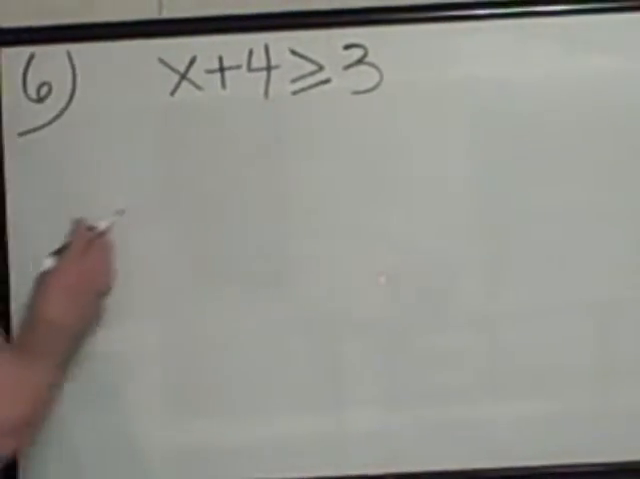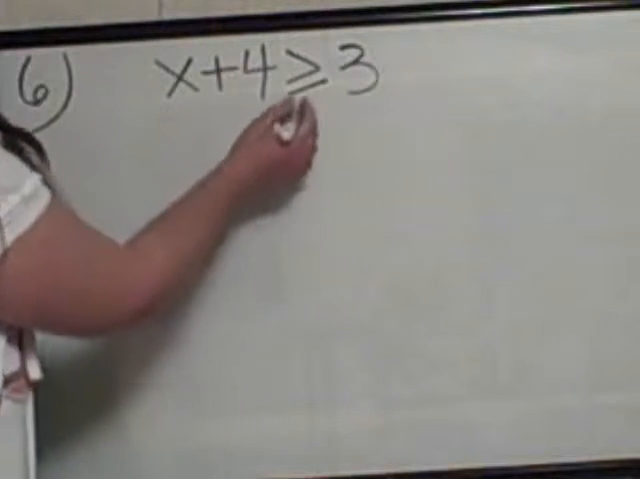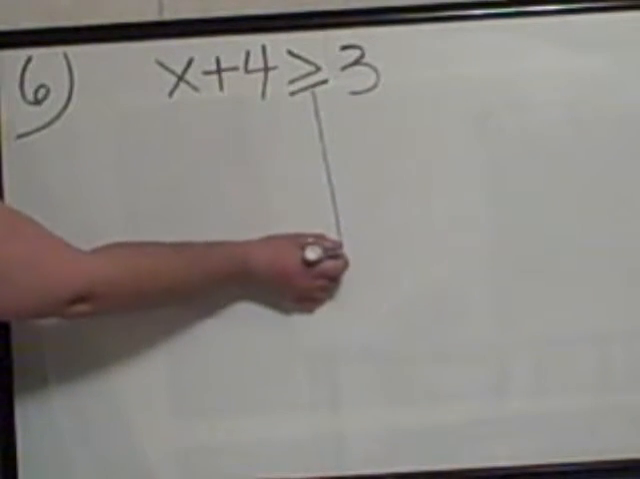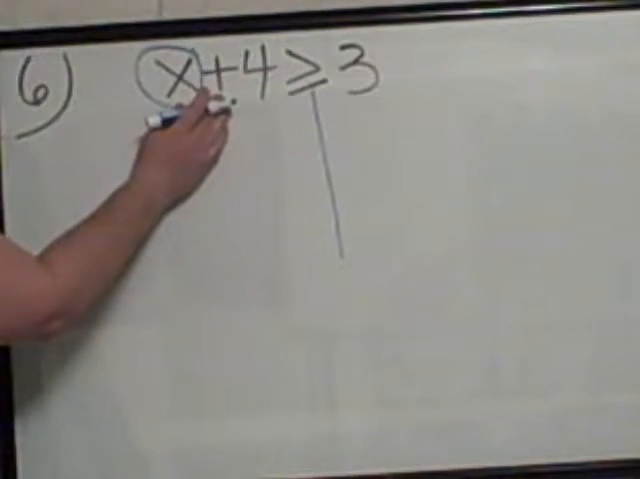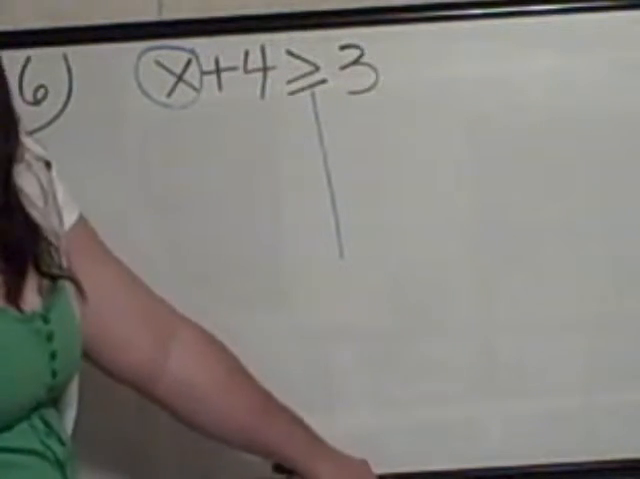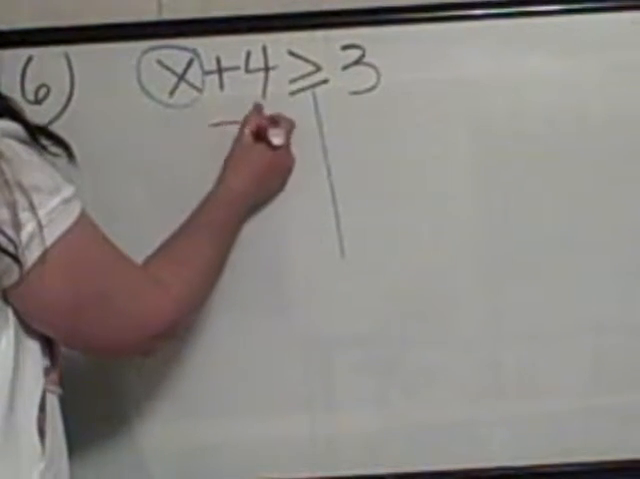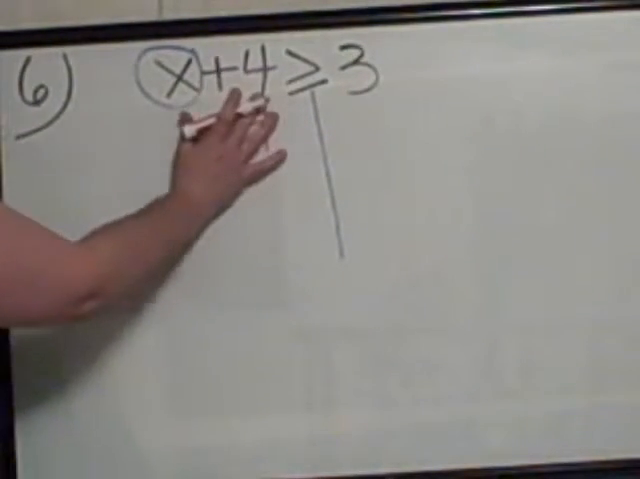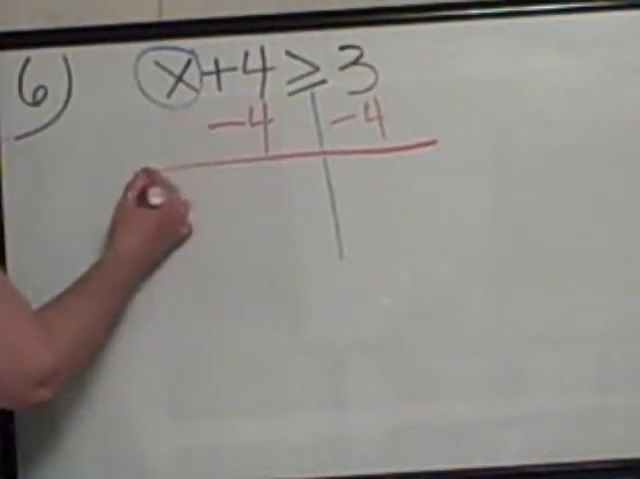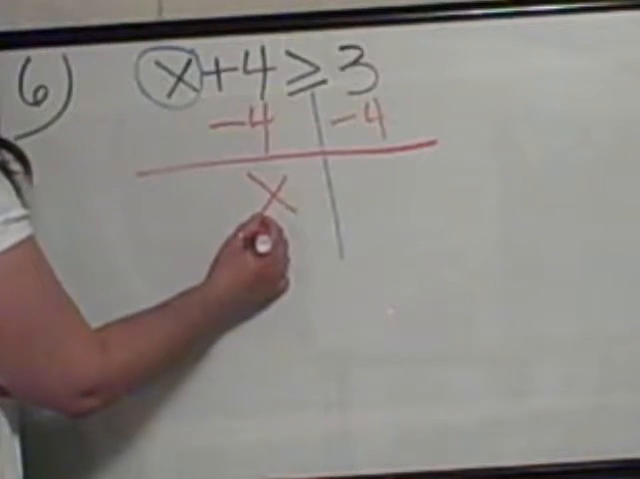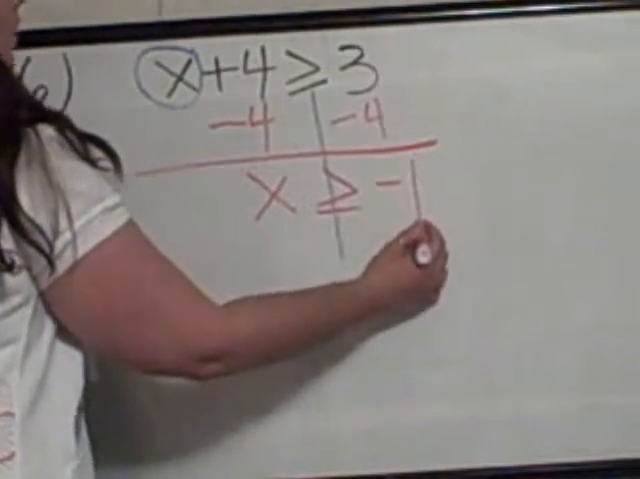We solve the inequality the same way we solve an equation. Split it at its inequality symbol, identify the variable, and we move the positive 4 with the opposite of positive 4, which is negative 4. What we do to one side, we have to do to the other. Negative 4 to both sides. We have x left over, which is greater than or equal to negative 1.